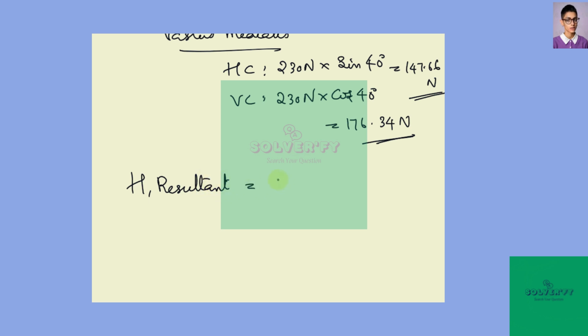Now the resultant horizontal is equal to 38.67 plus 100 plus 34.64 minus 147.6. It is equal to 25.65 Newton to the left.